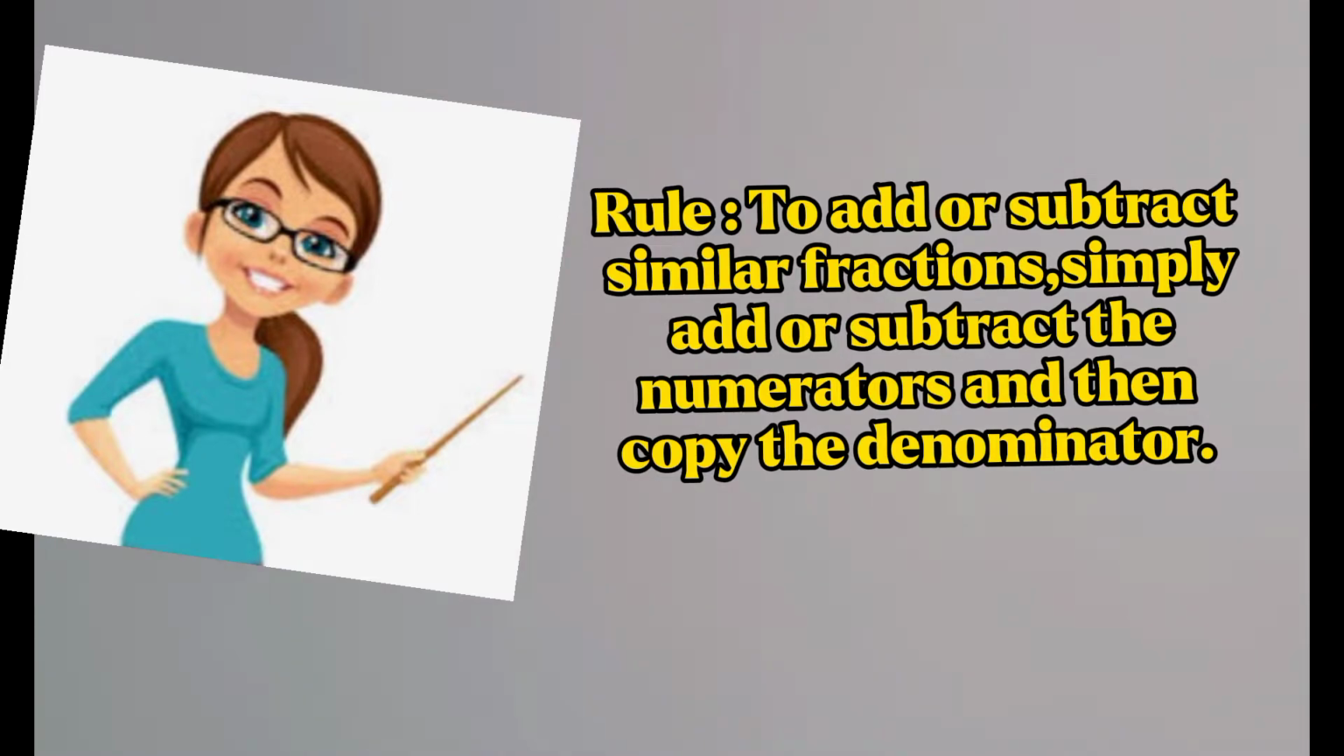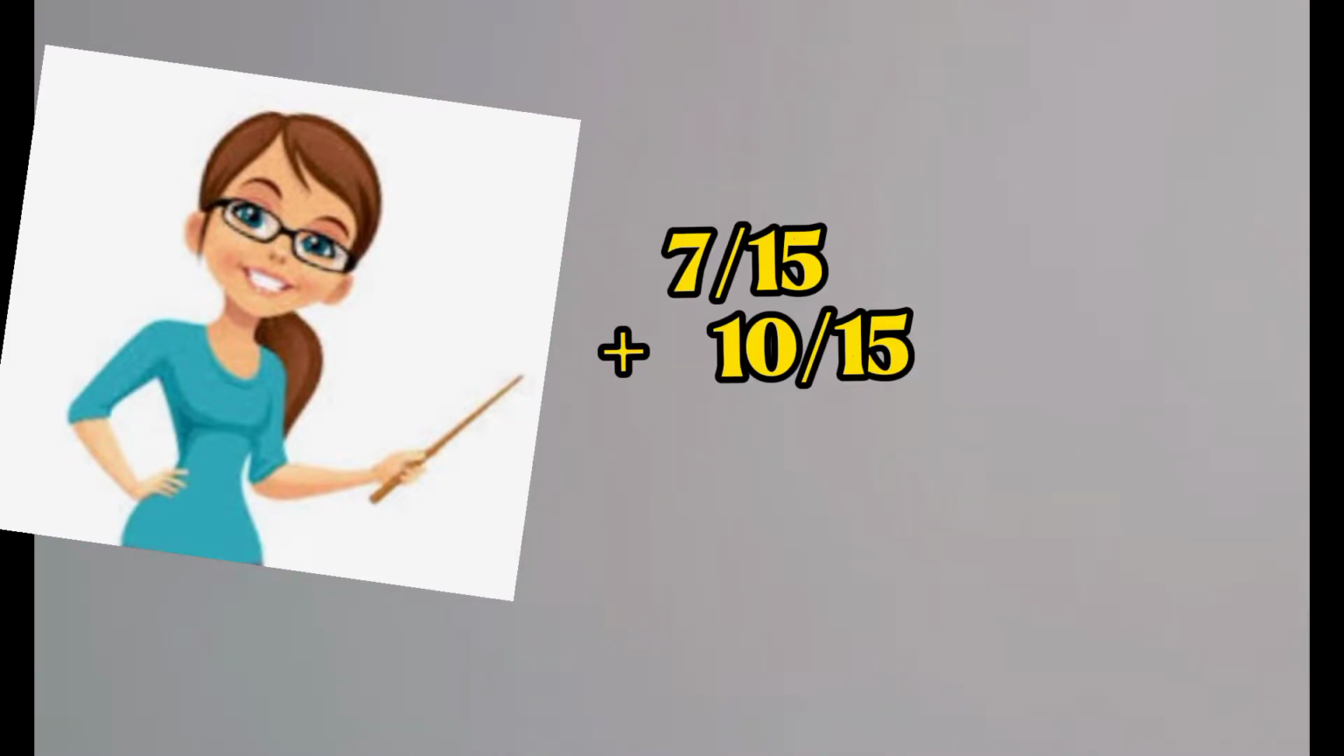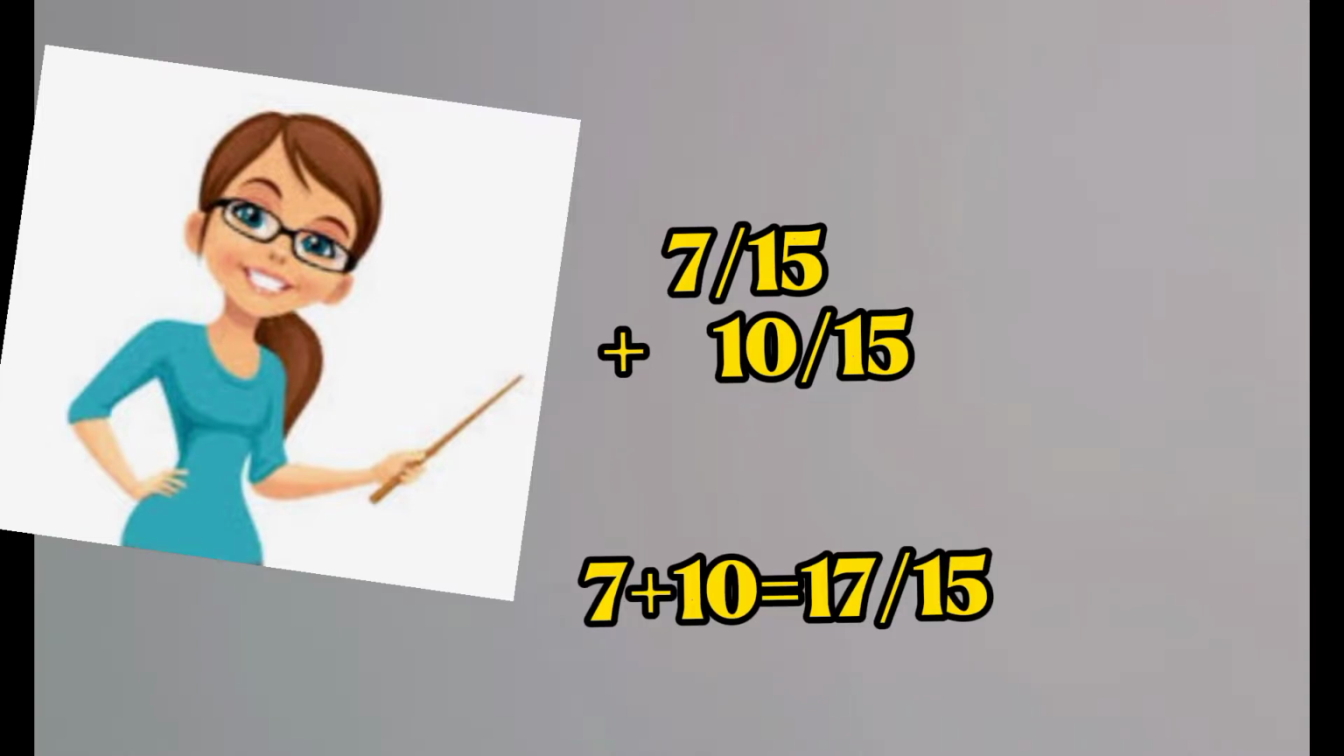Let us have this example. 7 over 15 plus 10 over 15. It says in the rule that we need to add the numerators. So we have 7 plus 10 is equal to 17. And it says in the rule that we just have to copy the denominator. And their denominator is 15. So the answer is 17 over 15.